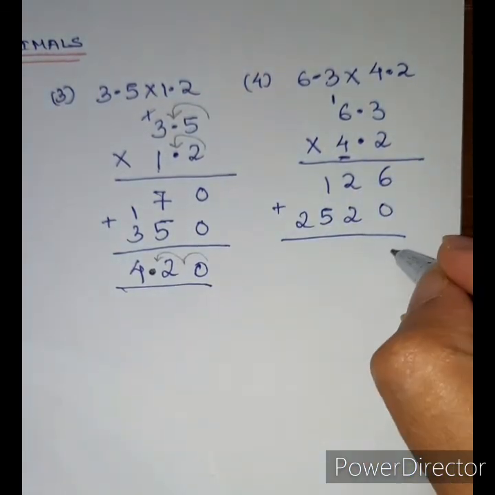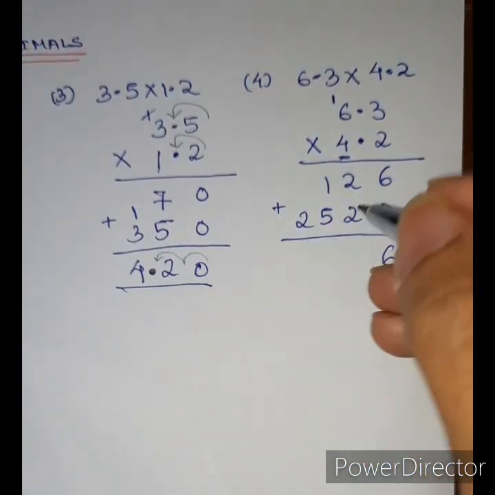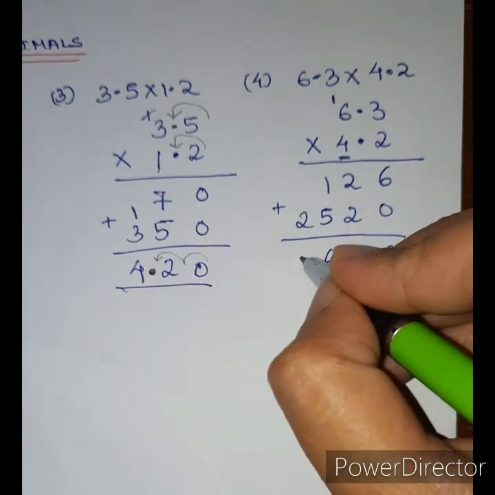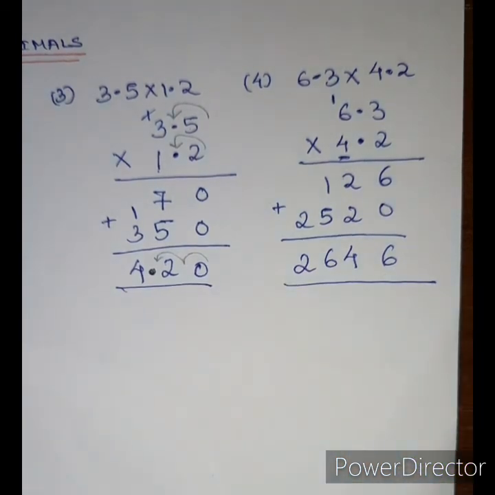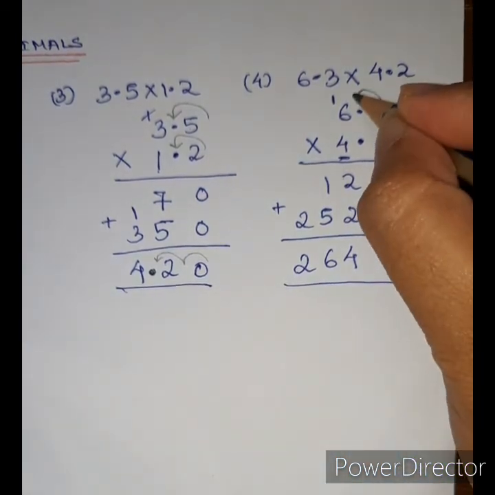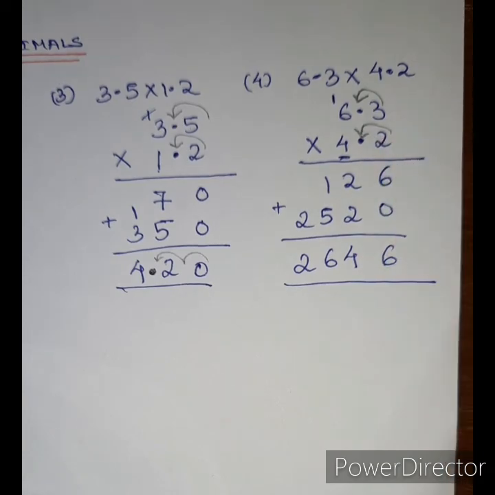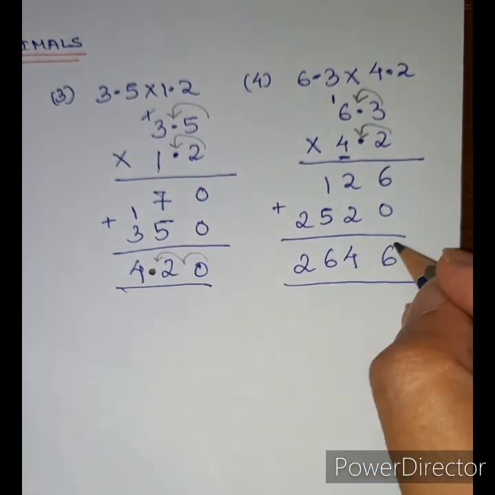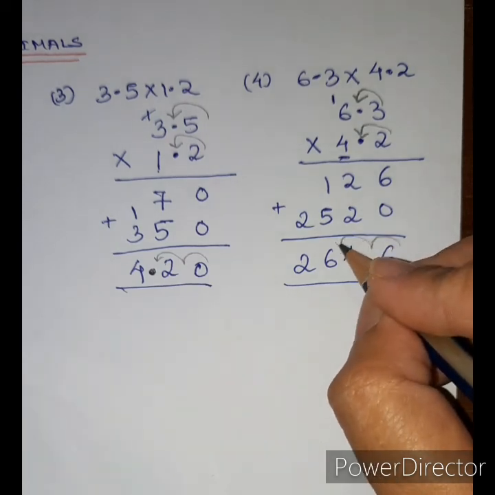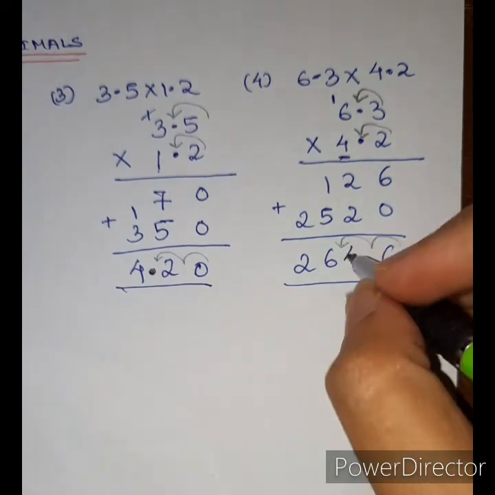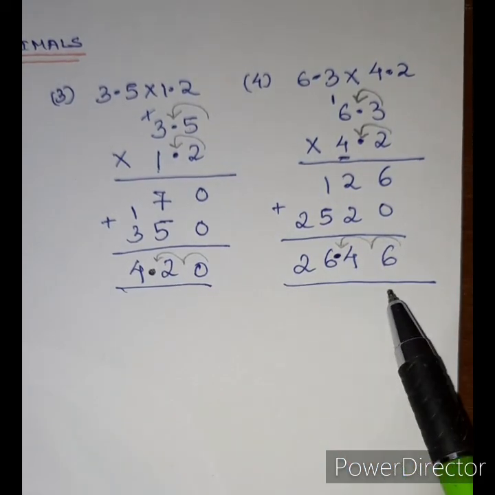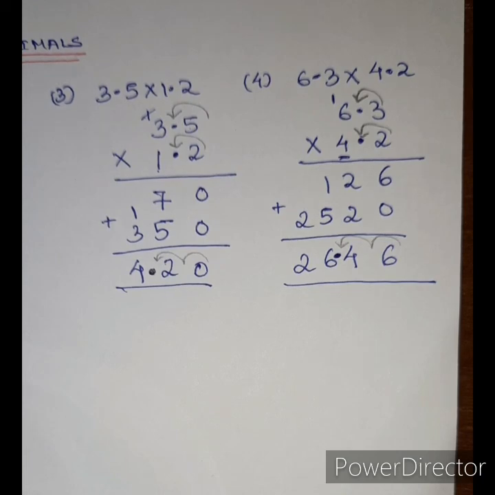Now add all. 6 plus 0 is 6, 2 under 2 is 4 and 5 plus 1 is 6, and this 2 here. Now the decimal point is moving one place here and one place here. So how many places is it moving in total? 2 places. So the same thing you give here for the result. It is coming between 6 and 4. The answer is 26.46. So with this we finished the chapter on decimals.